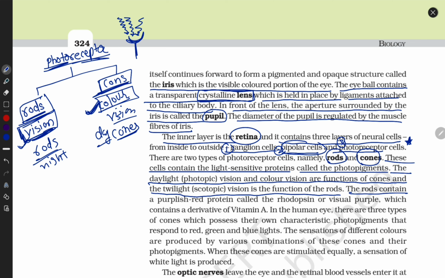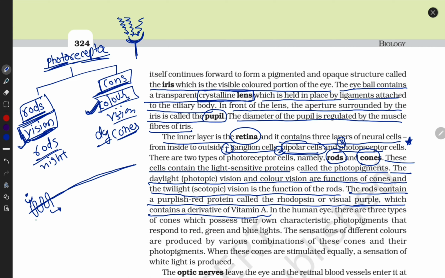The rods contain a purple-red protein called rhodopsin or visual purple, which contains a derivative of vitamin A. Look here, this is the membrane of the rod cell. What do they have? They have rhodopsin molecules. What do they do? They bind with photons and transmit their signal.